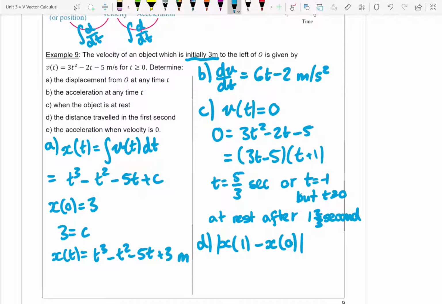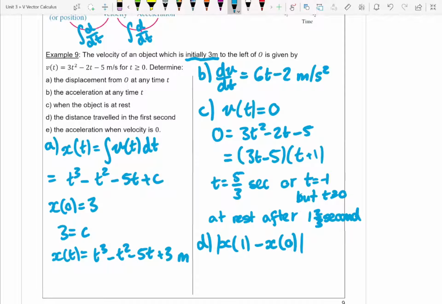If we substitute in t equals 1, we're going to see that it's -4 meters per second. So we can see that the distance traveled will equal the magnitude of the displacement during the first second, because we're not turning around between the 0th second and the first second.